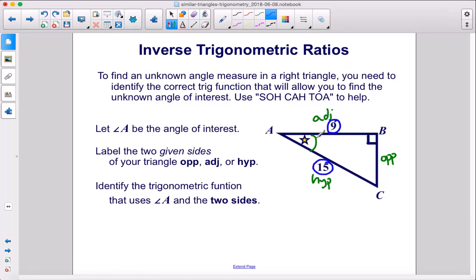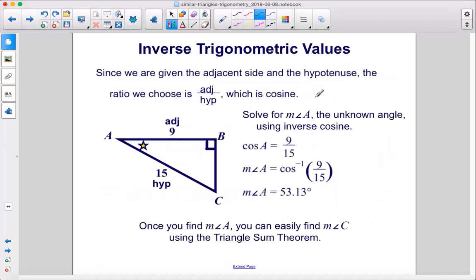Which trigonometric function involves the adjacent and hypotenuse? That is cosine. So cosine of angle A equals adjacent over hypotenuse, which would be 9 over 15. Since we are given the adjacent side and the hypotenuse, the ratio we choose is adjacent over hypotenuse, which is cosine. Solve for the measure of angle A, the unknown angle, using inverse cosine. So cosine A equals 9 over 15. Therefore, the measure of angle A equals the inverse cosine of 9 over 15. Using a calculator, we see that that is 53.13 degrees.